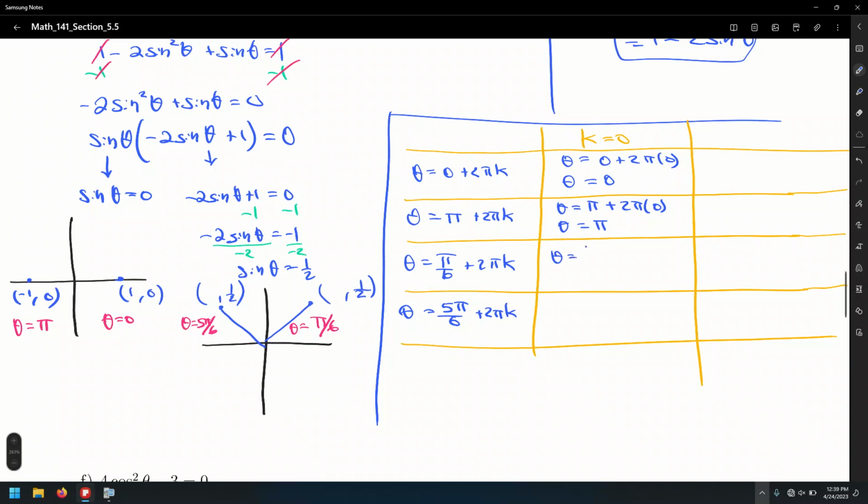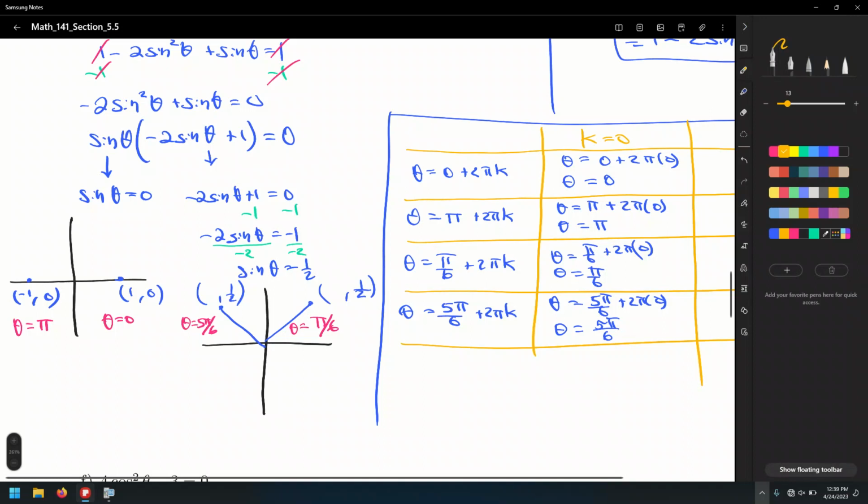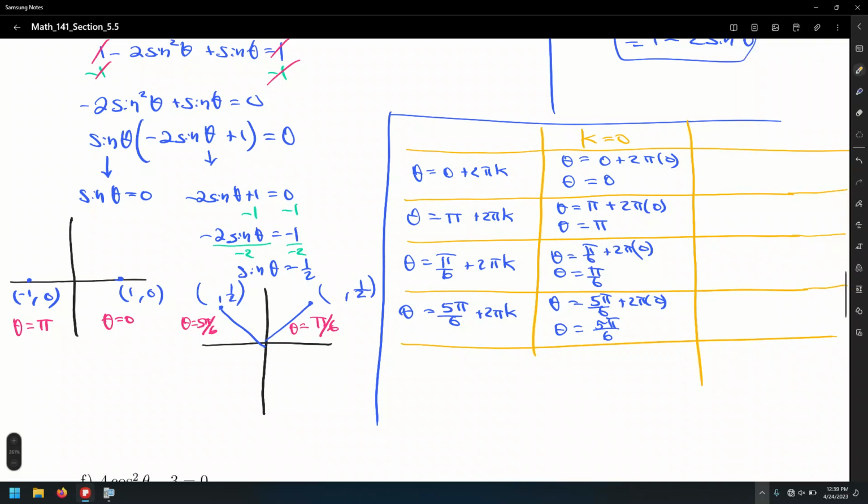Theta equals pi over 6 plus 2 pi times 0. That's simply pi over 6. And theta equals 5 pi over 6 plus 2 pi times 0. That's also 5 pi over 6. So far we have angles that are within the interval 0 to 2 pi. Let's see the story for k equals 1. After doing a couple of examples, you can see the pattern and how we're going to get past the interval 0 to 2 pi.